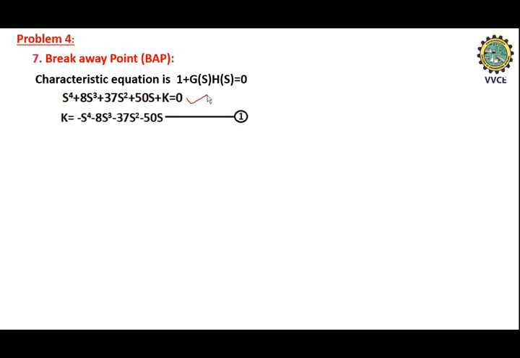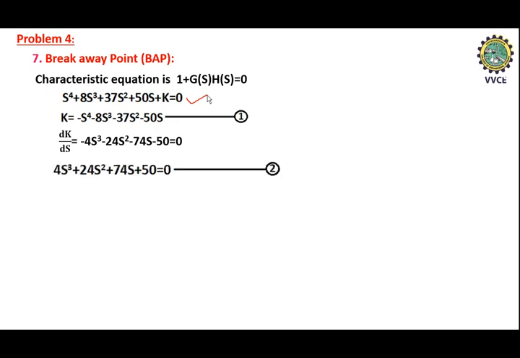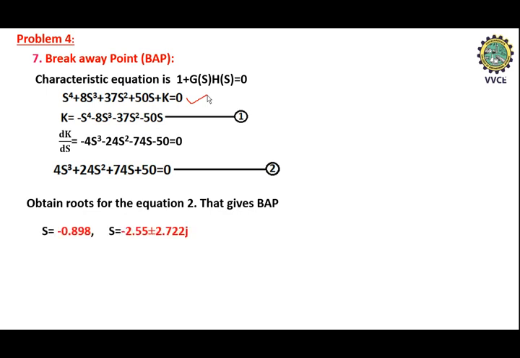First separate the k term and the s term, and then differentiate k with respect to s. We'll get this expression; consider the positive expression and find the roots for it. So find the roots of equation number 2. We'll get 3 roots: minus 0.898, and minus 2.55 plus or minus 2.722j. These are the 2 roots, so in total you get 3 roots. This is 1 and these are 2.